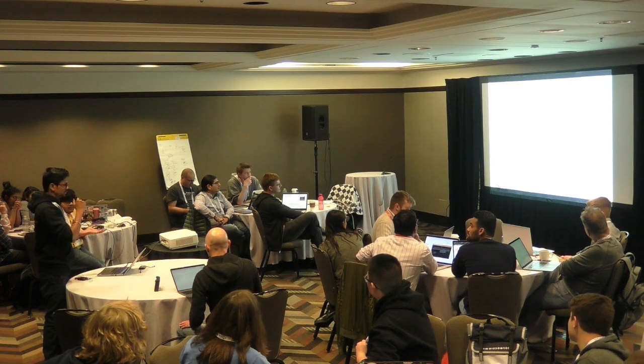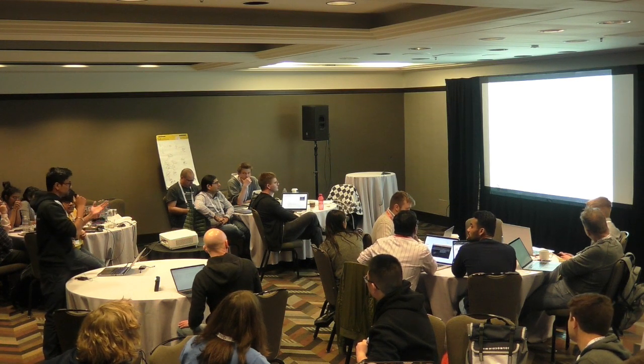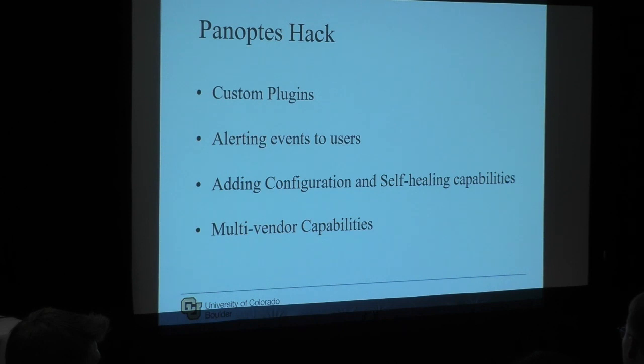So how did we do it? Our hack was that we added custom plugins using Python, and once alerts reach the users via Slack, a function kicks into the picture, configures the device, and tries to mitigate the problem. For multi-vendor capabilities, we tested it on Junos as well as Cisco.